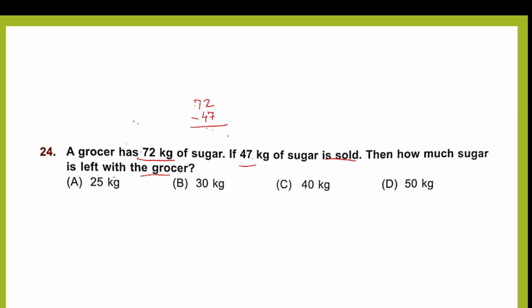For that, here 2 is less than 7. So we have to borrow 1 from this 7. So it becomes 6 and here it is 12. Now 12 minus 7 is 5 and 6 minus 4 is 2. That means 25 kg of sugar is left with the grocer. Therefore option A is the correct answer.